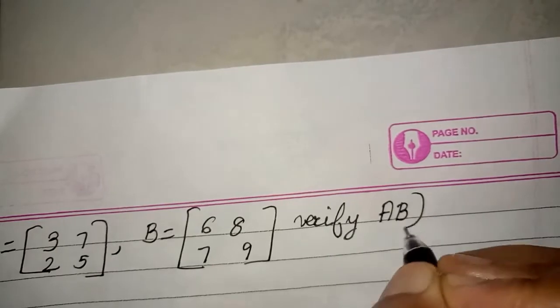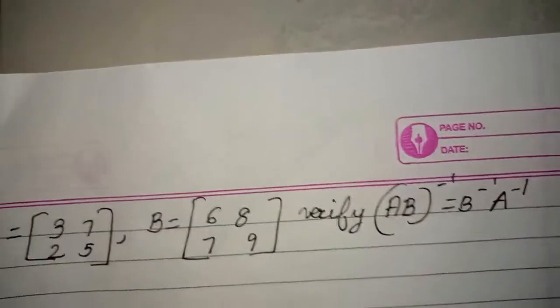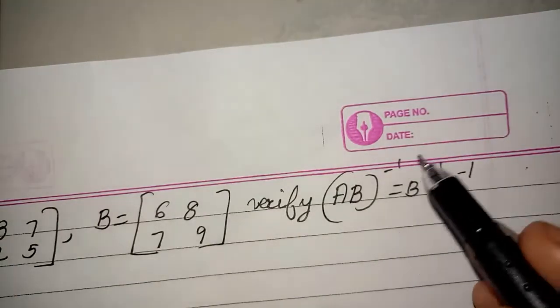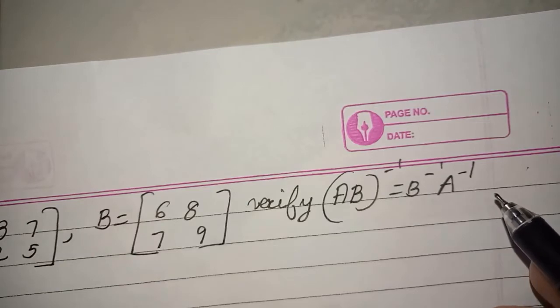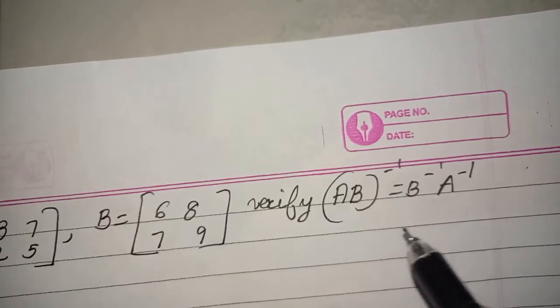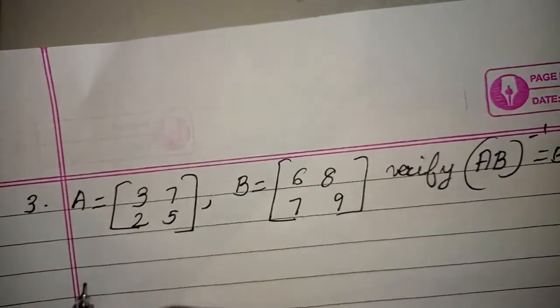(AB) inverse is equal to B inverse, A inverse. If you remember, we have done this in one of the properties, and I told you that I would do the proof while solving the problem. So here is a chance to verify this property: (AB) inverse is B inverse, A inverse. Okay. So now I have A, children.